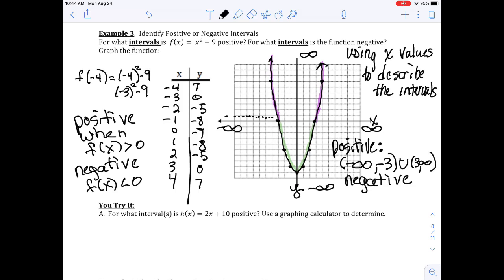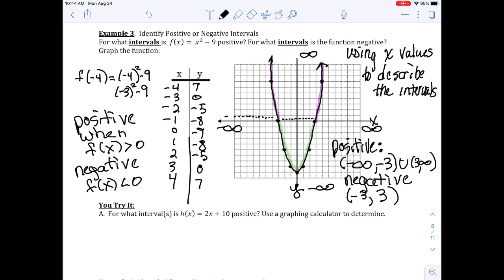So the function is negative in the green area. So again, starting from left to right, we would say that the function is negative starting at -3, and then as I track along my x's, the green area goes from -3 on the x's over to +3.